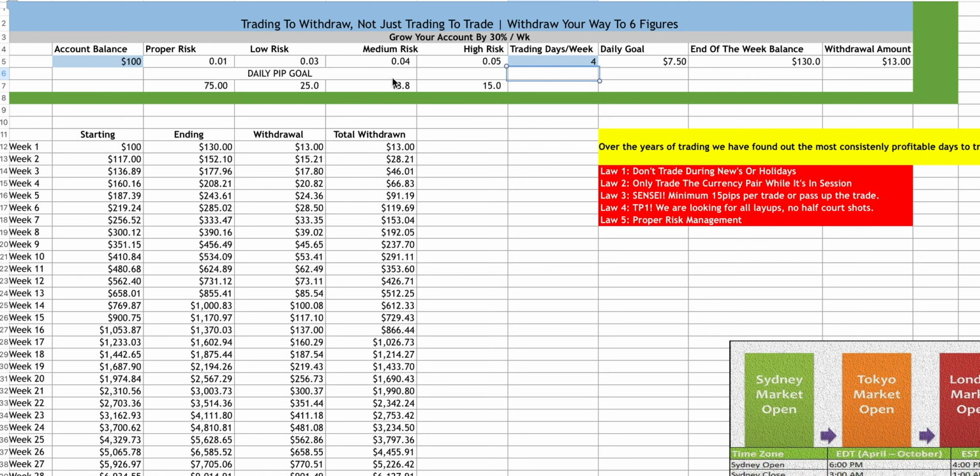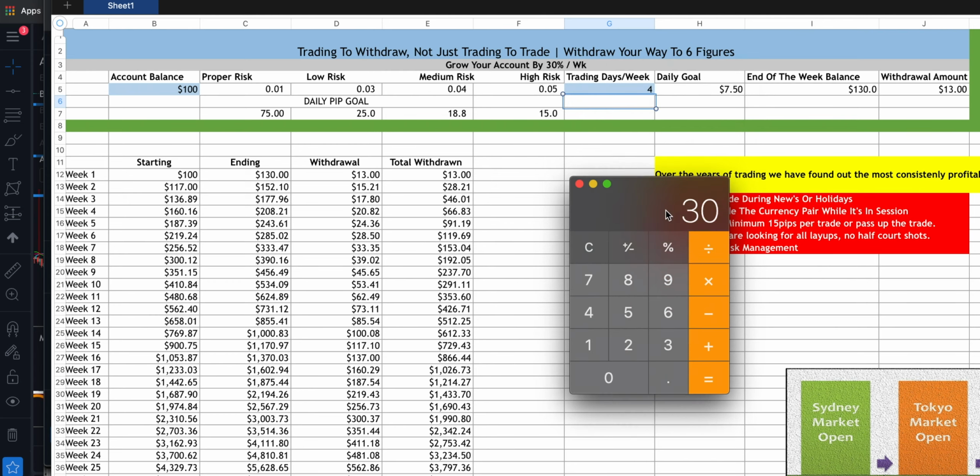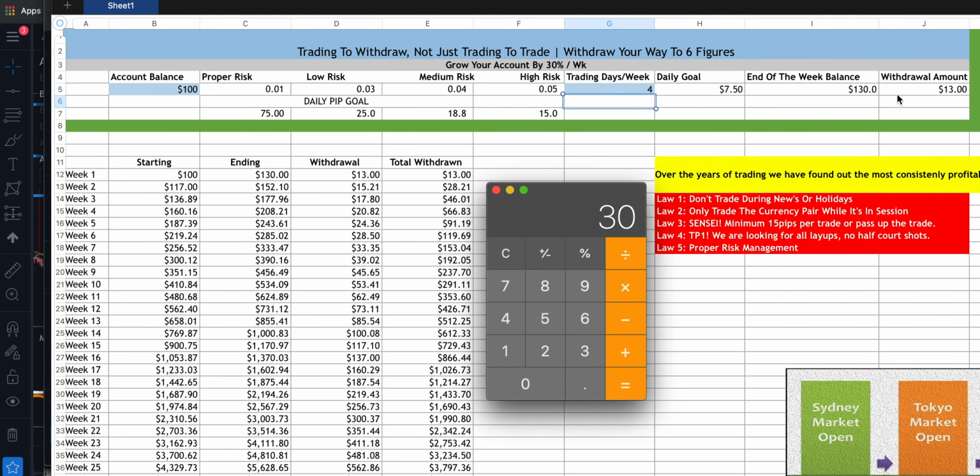At the end of that week, let's say whichever risk you choose, you would make $7.50 per day, which is $130. So let's bring a calculator up. So let's say that we did 0.03 on a $100 account. That means that's 30 cents per pip, and we're aiming for how many pips? 25 pips. That's $7.50 a day times 4. That's $30 that you made at the end of the week.